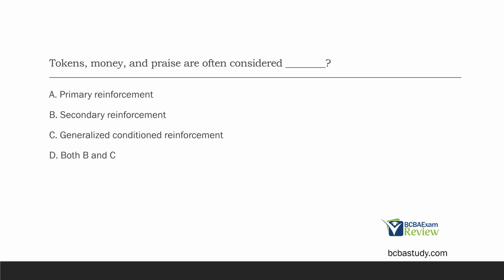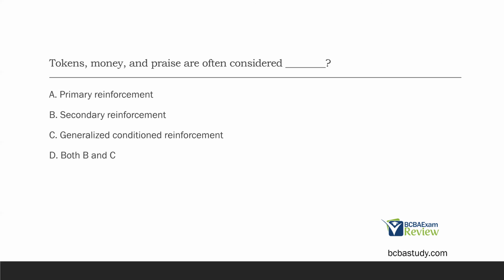So what about secondary reinforcement? Secondary reinforcement is conditioned. It's learned. Tokens, money, and praise are very learned. Money, probably the most common type of secondary reinforcer. Tokens and praise right behind it. We use these all the time in ABA. B, looks like our answer. Do we pick it and move on? Nope. We keep reading all of our answer choices.